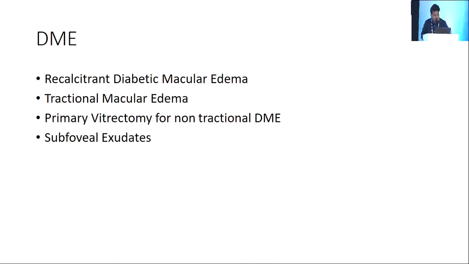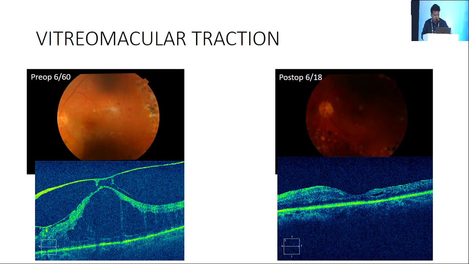Coming to diabetic macular edema, we generally do vitrectomy if your diabetic macular edema is not responding to your traditional treatments, or as Dr. Vishali pointed out, in patients with tractional macular edema or with taut posterior hyaloid. Some people have advocated using a primary vitrectomy for non-tractional DME also. And if you have very high plaque-like soft foveal exudates. So these are some pre and post pictures of vitreomacular traction. You did a vitrectomy and the patient settled.